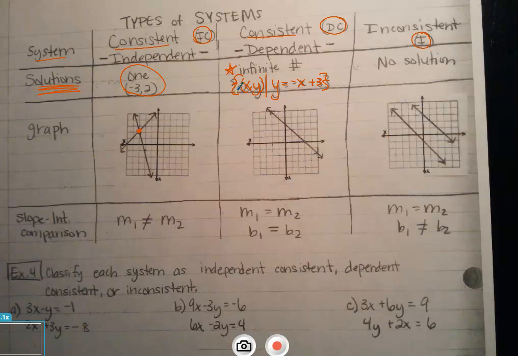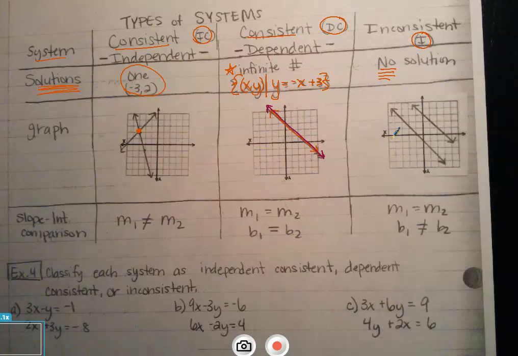Okay. In this case, if you look, these lines are right on top of each other. There is one, and then there's another line. It's the exact same line. So they match up, and every point on the line is a solution, which is why there's an infinite number of solutions. In the inconsistent, there are no solutions. These lines are parallel. They will never intersect, so there's no solution in those.